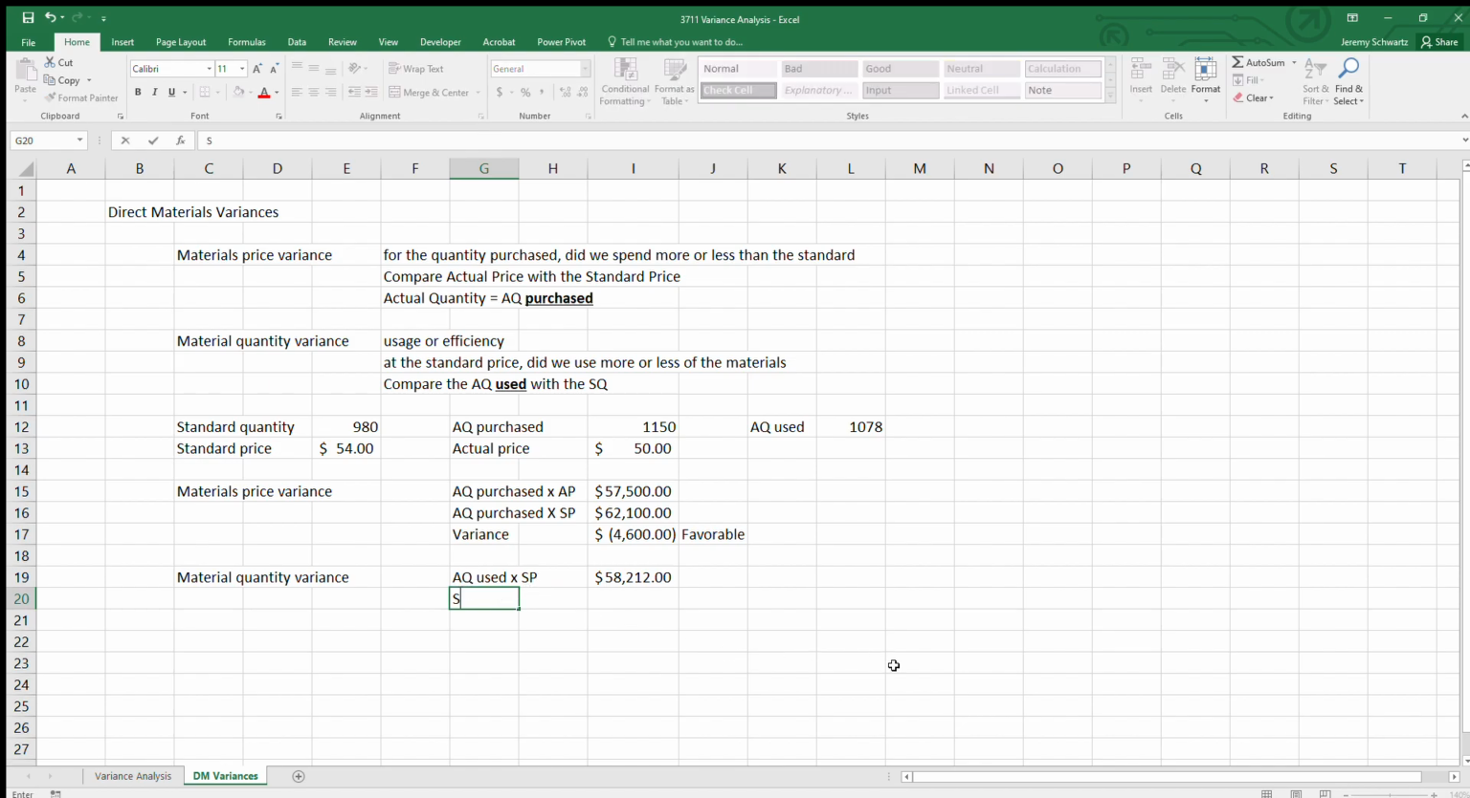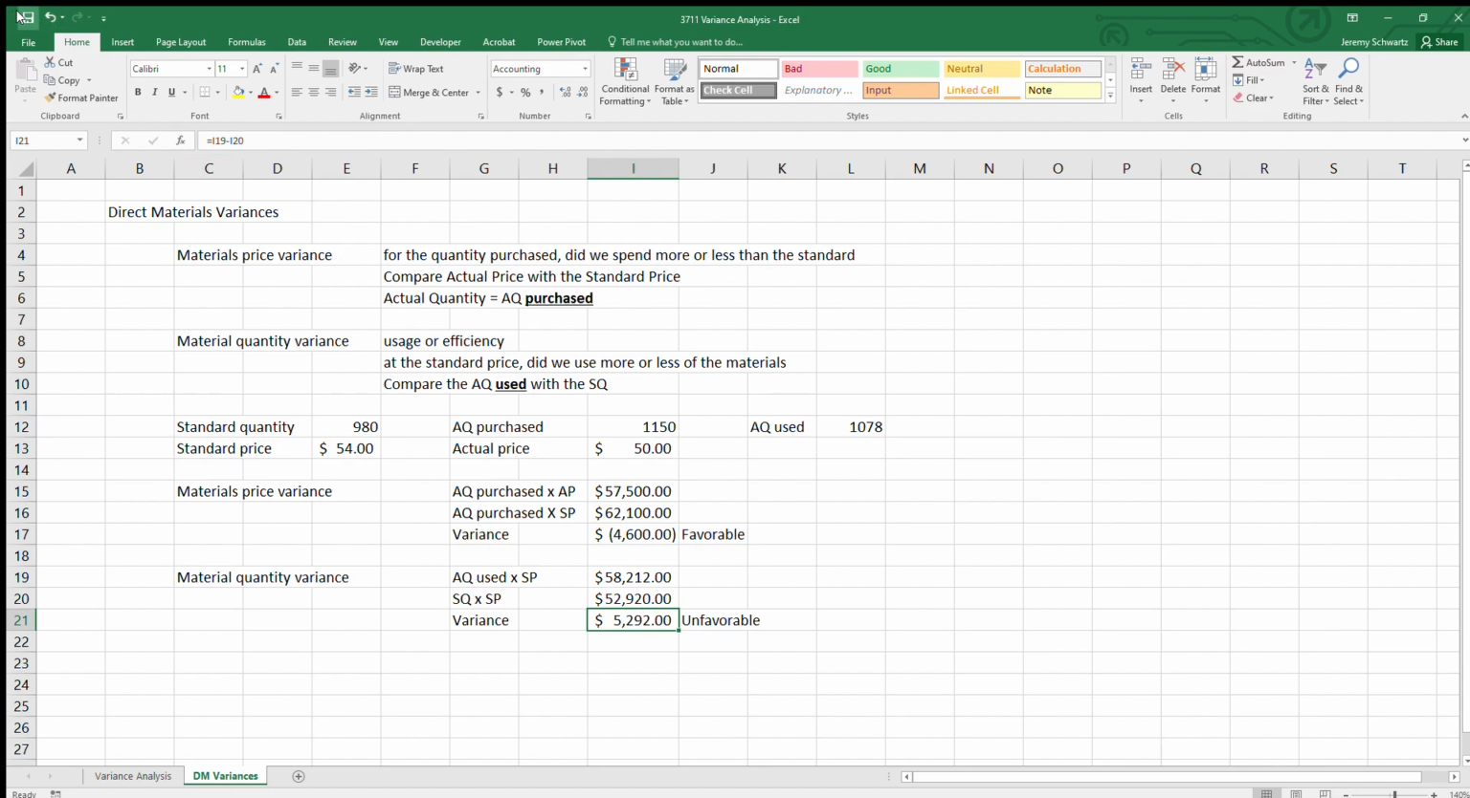So here we will go back to what our initial plan was, a standard quantity at the standard price. So standard quantity of 980 multiplied by the standard price of 54. And as we copy these formulas down, we see that our variance here is 5,292 unfavorable.